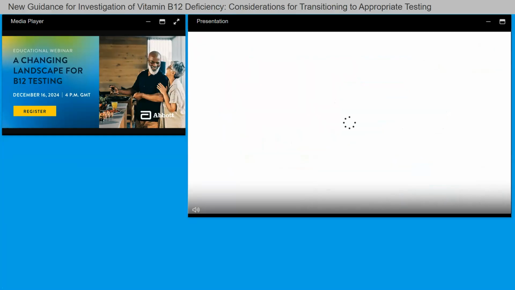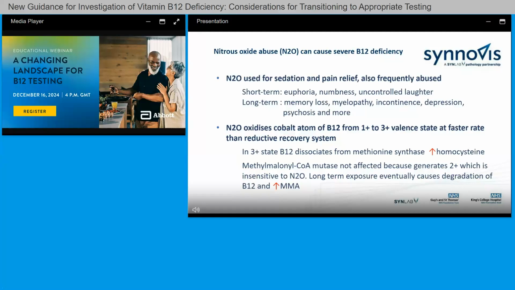Now, I mentioned earlier two scenarios where the standard first line and second line investigations are not best suited. The first one we're going to touch on very briefly here is in nitrous oxide abuse. Now, nitrous oxide, as I'm sure you're aware, has been used for many years safely for sedation and pain relief in healthcare. But in recent years, it's been frequently abused.